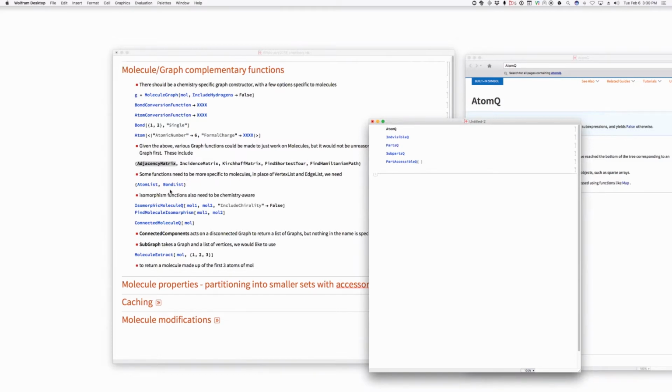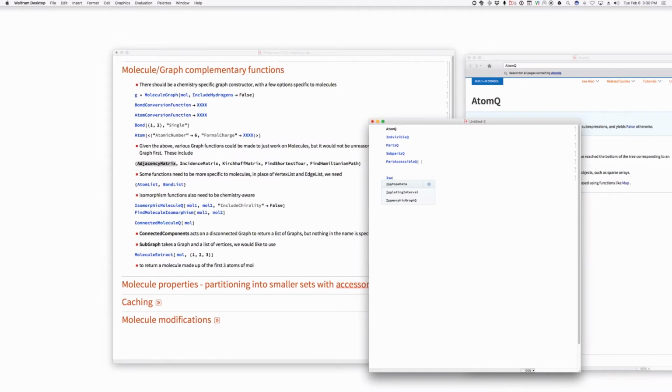Okay, all right. Isomorphism functions, chemistry aware, IsomorphicMoleculeQ. What is the graph isomorphism thing? Is it IsomorphicGraphQ? Okay. So the idea here is that with a molecule, they're not isomorphic if the bonds don't match, if the charges, if the atom type doesn't match up. Sure. It doesn't seem wrong to me.